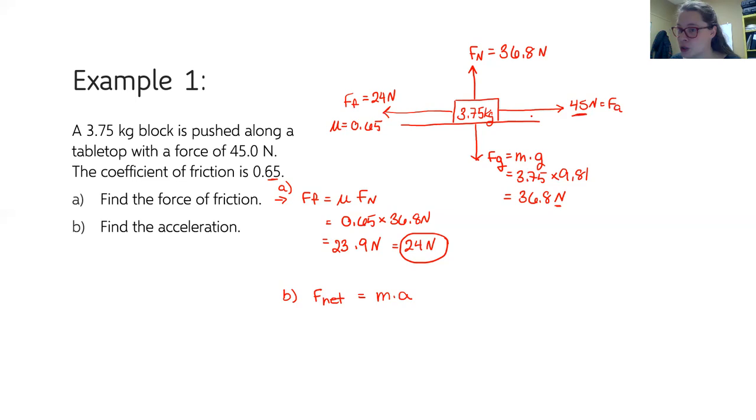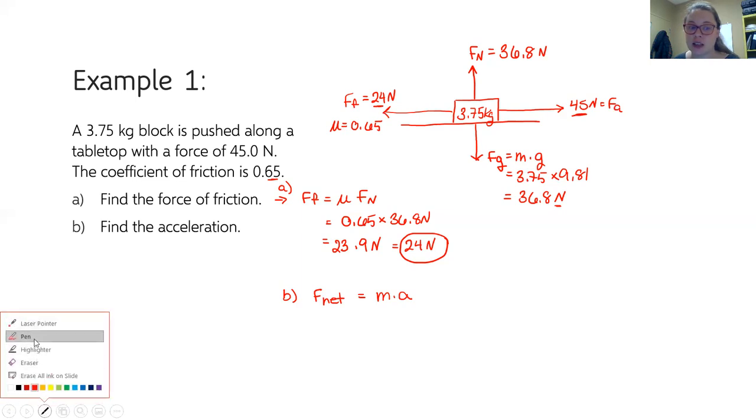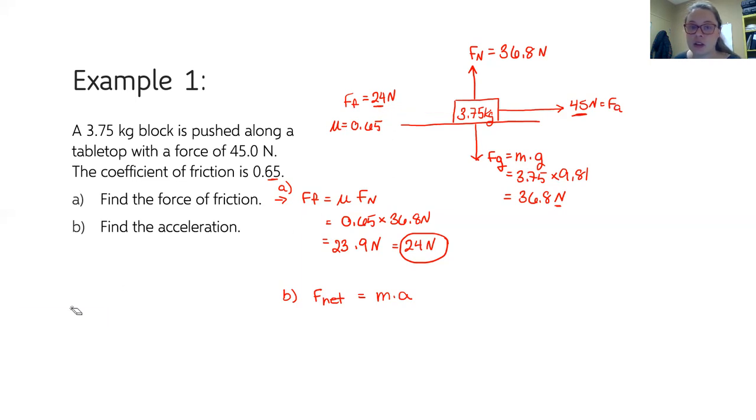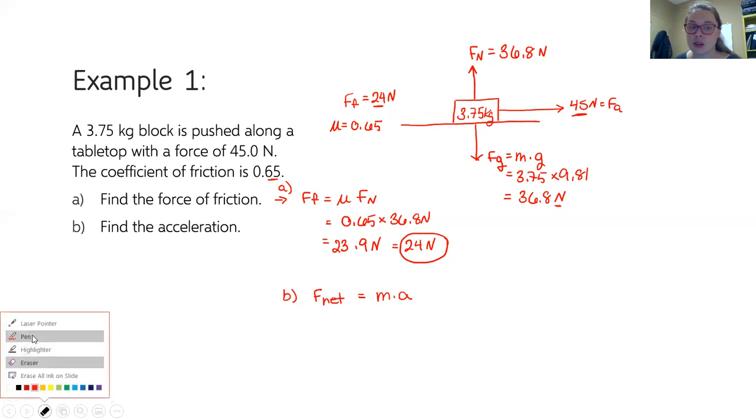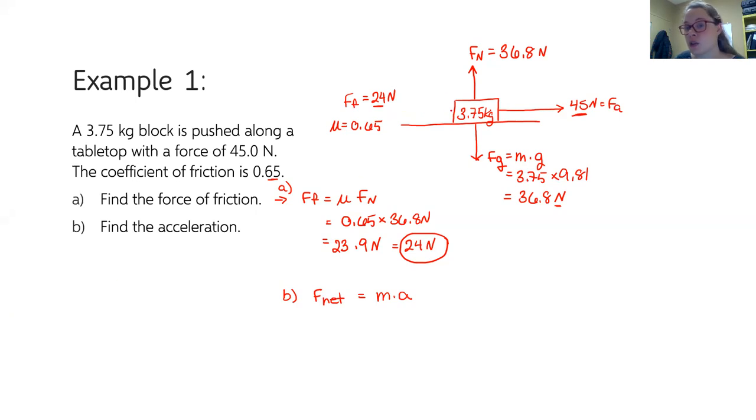45 newtons is the force with which you push. 24 newtons is the force of friction. Now, if I edit this diagram just slightly, grabbing my eraser here, I could edit the arrows to make it a little more visual for you. So the force of friction is about half the force applied. Now that you can see the arrows and the sizes, we know that the acceleration is going to be towards the force applied, because the net force is going to be in the same direction as the applied force.